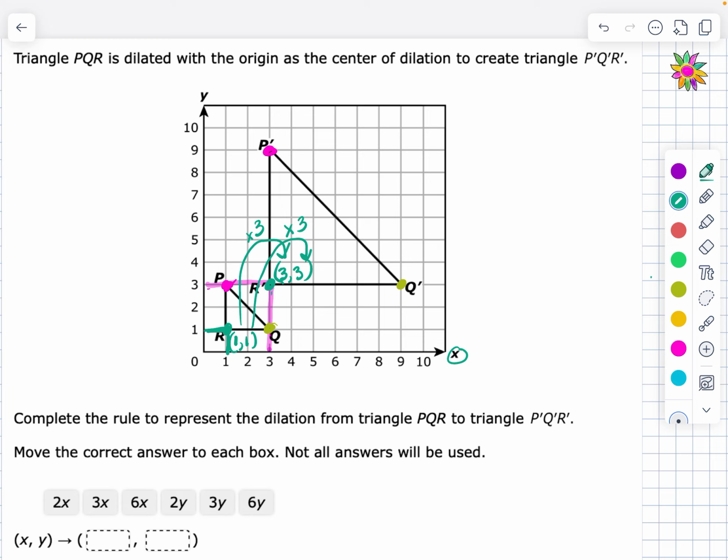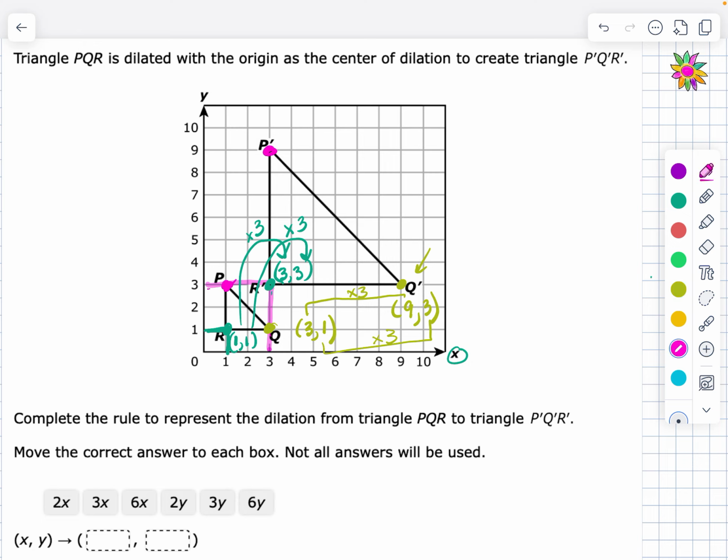Let's check Q. So the point Q is 3 for the X value and 1 for the Y value. And Q prime is 9 for the X value and 3 for the Y value. So now I have to see, what do I multiply 3 by to get 9? That's 3. And what do I multiply 1 by to get 3? That's 3 again. So we've just confirmed our answer. I'll leave P prime to you to go ahead and verify.